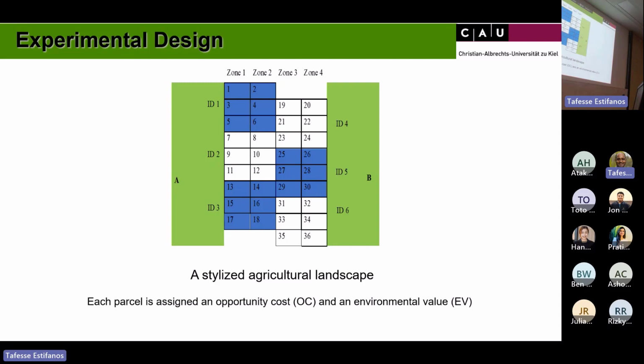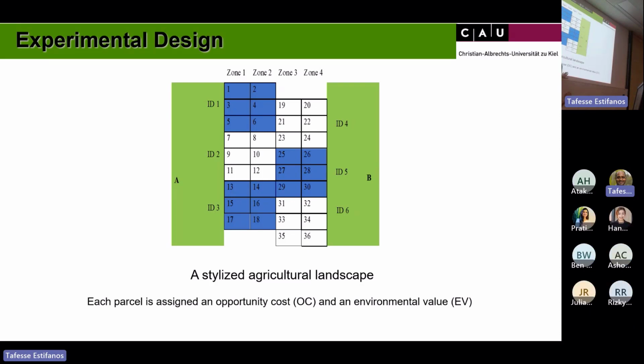And each parcel is assigned an opportunity cost and an environmental value. We did calibrations to introduce heterogeneity in the opportunity cost values and also the environmental values. The subjects were informed of their own parcels' opportunity costs, but not those of others. And in terms of environmental values, we didn't reveal the absolute values. Instead, we revealed the relative values.